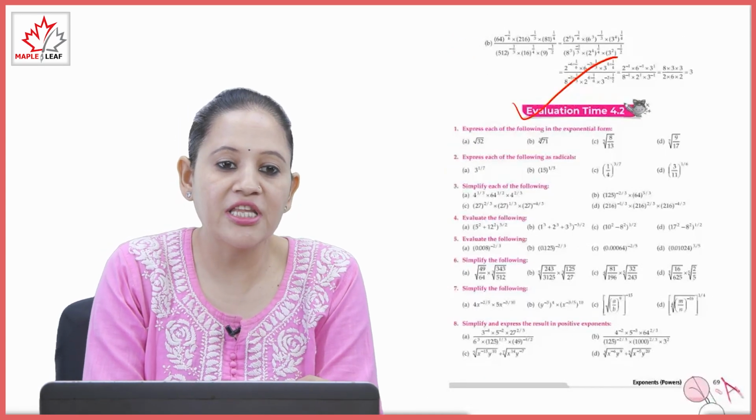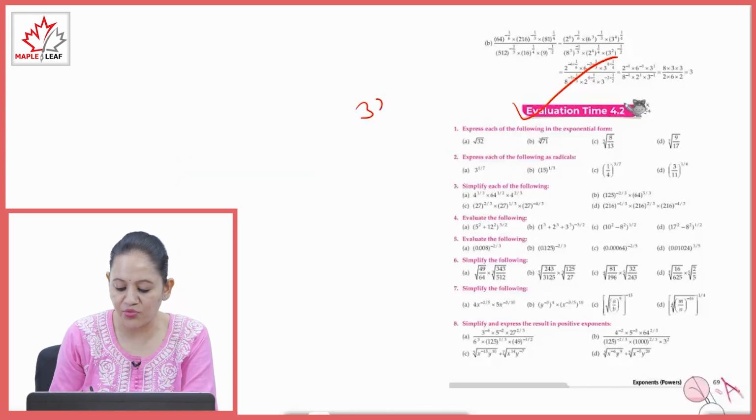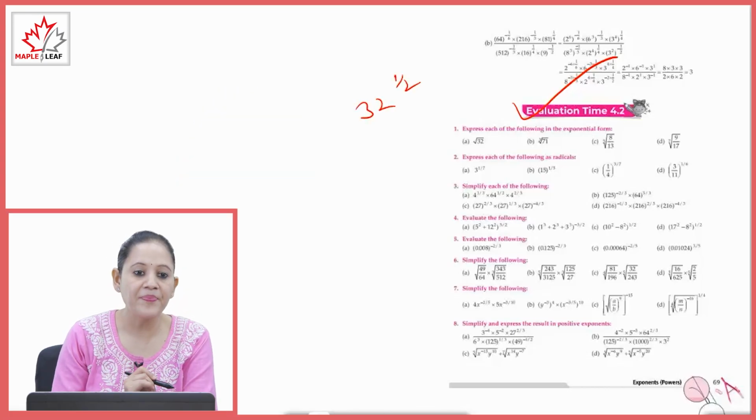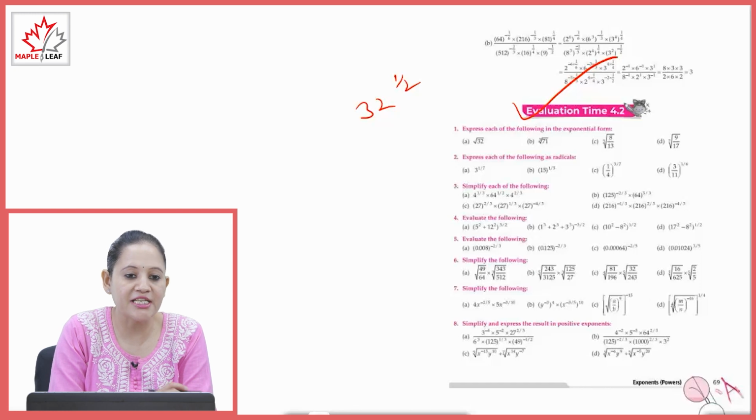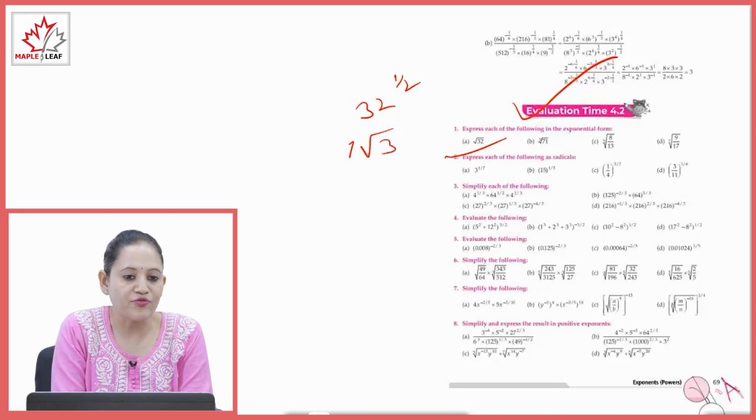Express each of the following in the exponential form. Root 32. So root 32 को हम लिखेंगे 32 की पावर रूट हटाएंगे 1/2 हो जाएगी. Clear? Next, express each of the following as radical. Radical की फॉर्म में लिखना है 3 is to power 1/7. So that will be written as 7 root 3. Next, simplify each of the following.